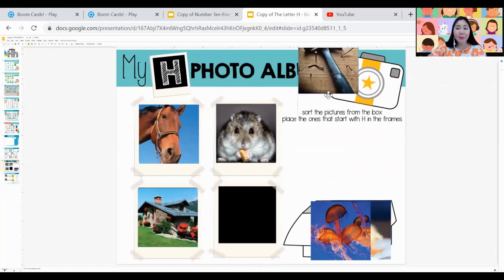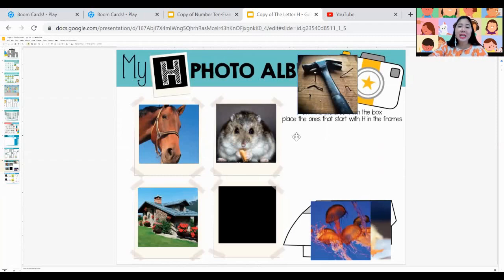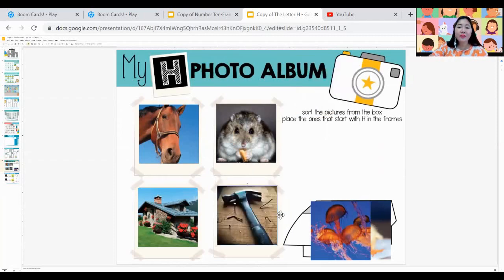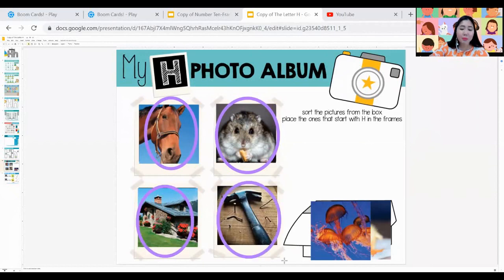How about hammer? Hammer. Does hammer begin with the letter H? Yes. So we have the letter H pictures inside our album. We have our horse, hamster, house, and hammer that all begin with the letter H.